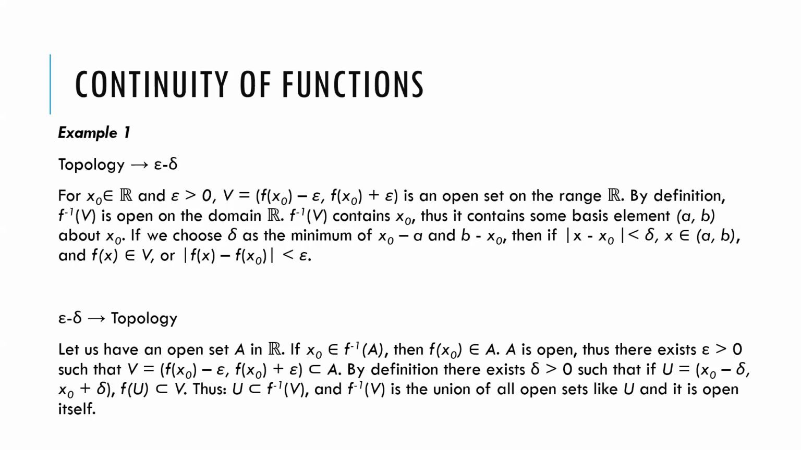So if delta is the minimum of x0 minus a and b minus x0, then for every x such that the absolute difference of x and x0 is less than delta, x would belong to the open interval (a, b), and f(x) would belong to V, or the absolute difference between f(x) and f(x0) would be smaller than epsilon. And thus we get our epsilon-delta definition.